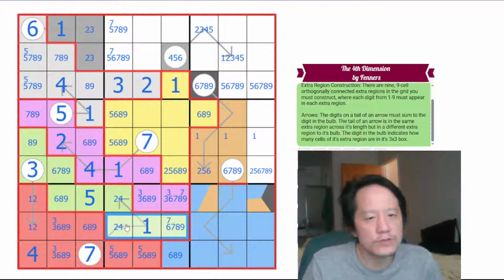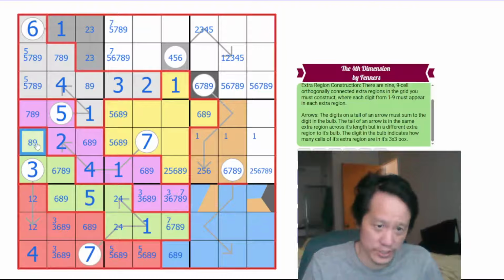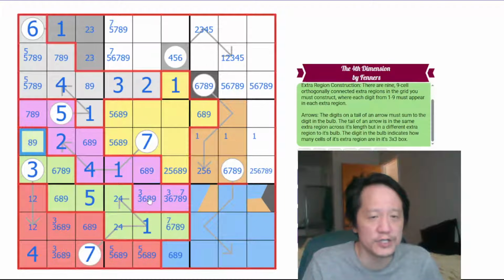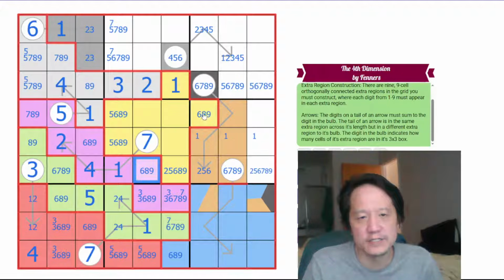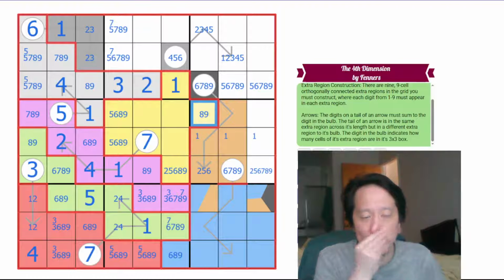Okay, 1, 2, 3, 4, 5, 6, 7, 8, 9. 1, 2, 3, 4. Okay. This matches that digit, which matches that digit. So this has to match that digit then, because this matches that digit in that region. It must match that one. So this must be 8 or 9. This must be 8 or 9 here.